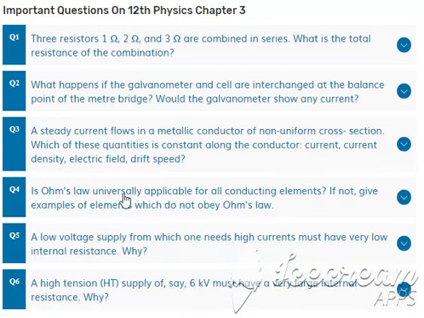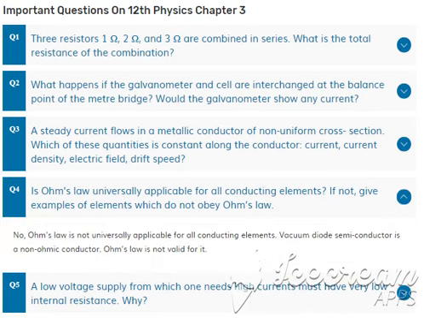Next, is Ohm's law universally applicable for all conducting elements? If not, give examples. When we studied Ohm's law, we studied about two types of resistors, ohmic and non-ohmic. Non-ohmic were the ones which do not follow Ohm's law. So the answer would be, it is not universally applicable, and examples would be vacuum diode and semiconductor, which are non-ohmic conductors. Ohm's law is not valid for them.